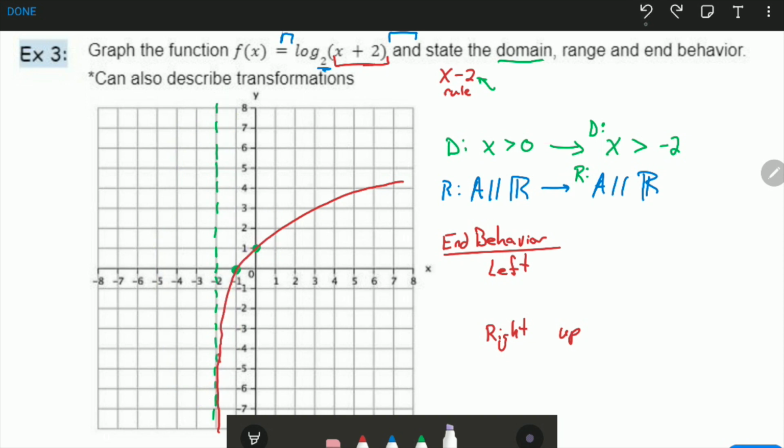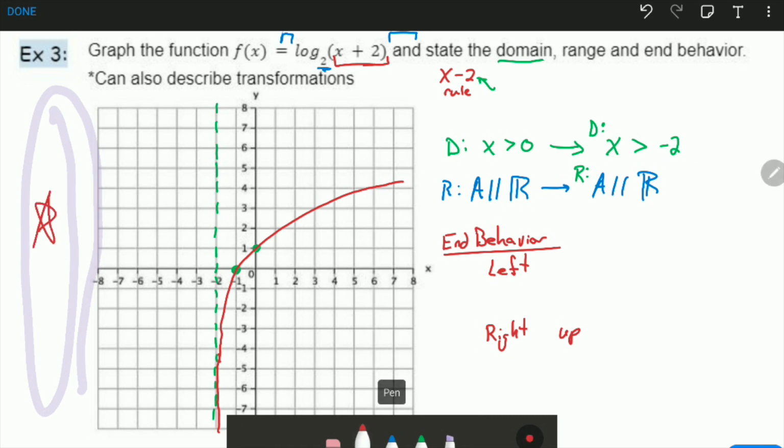End behavior is defined as we go to positive or negative infinity. So all the way down here and even farther than what my graph depicts. But we never cross the asymptote. So there is no way to reach this area over here. So we can't really have a left end behavior, which leaves us just with the right end behavior.